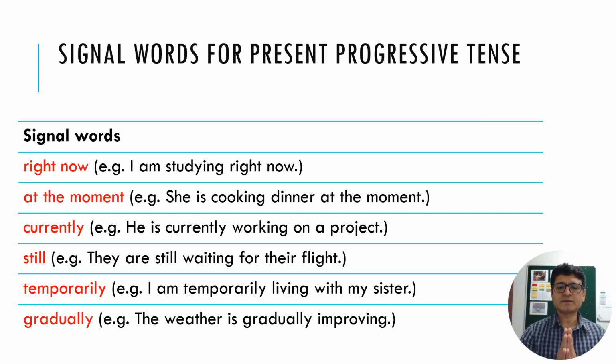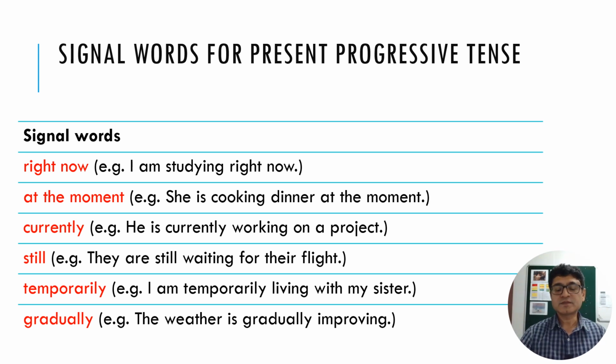So now let's learn about signal words. Signal words are the words which will indicate to you that this is an activity which can be expressed in present progressive tense. So what are signal words? These are some of the examples: right now, at the moment, currently, still, temporarily, gradually, right? So now how to use them in sentences?